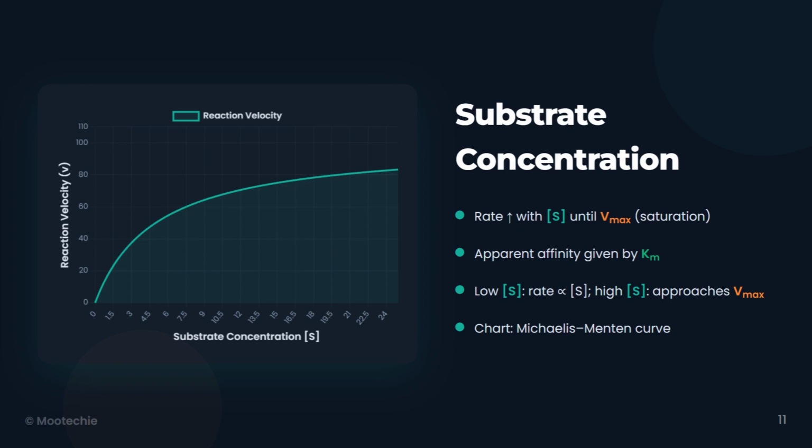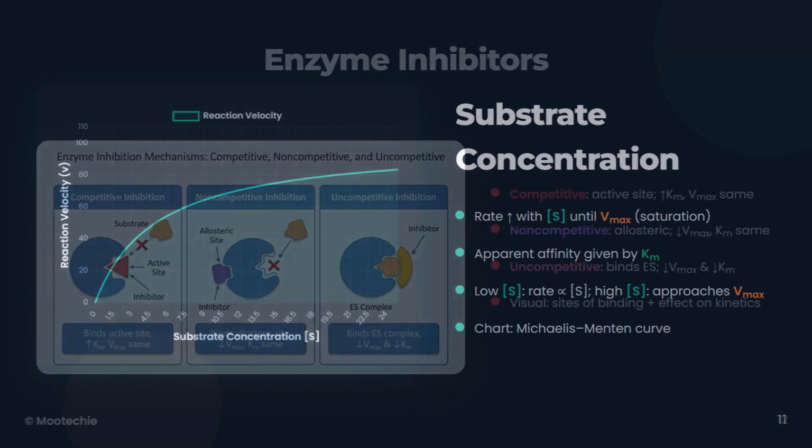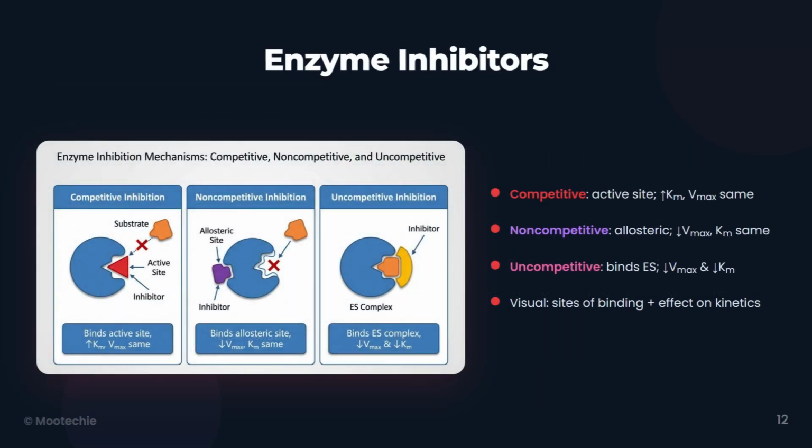Next, we explore enzyme inhibitors. There are three main mechanisms illustrated with simple diagrams. First, competitive inhibition, where the inhibitor binds directly to the active site, competing with the substrate. This increases the apparent Km while Vmax remains unchanged.